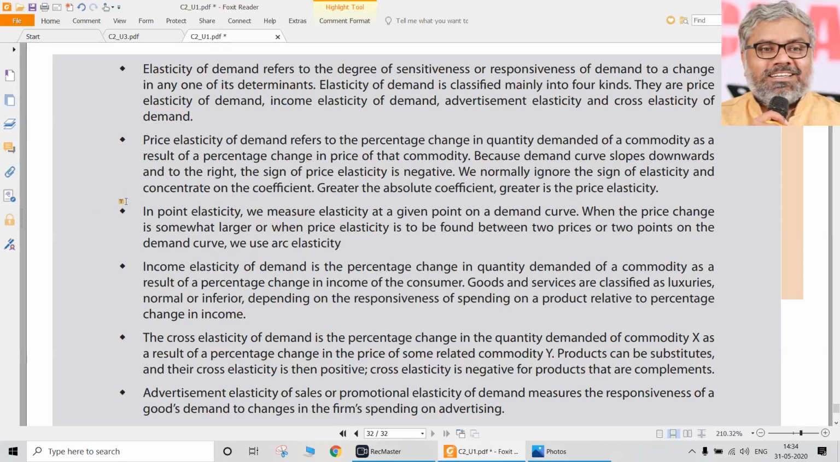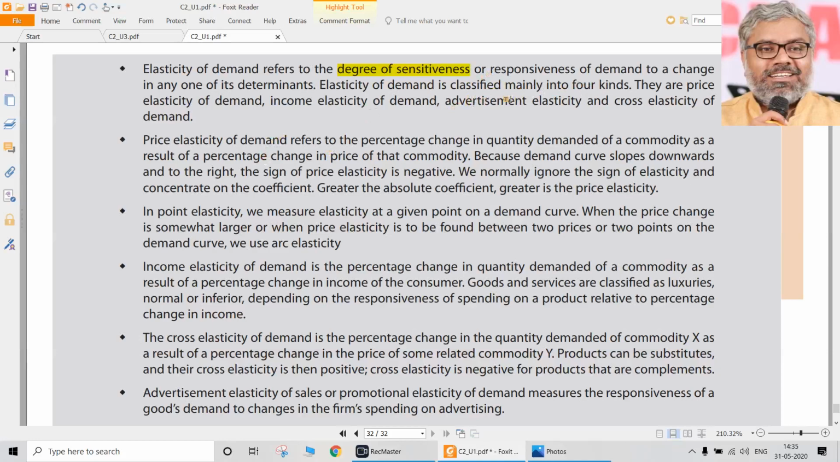Anyway, coming to what is elasticity of demand, it is nothing but the degree of responsiveness of the demand to a change in any one of its determinants. We know already there are so many determinants. If any one of those determinants changes, how the demand responds to that change is measured by elasticity of demand. That is why we call it a degree of sensitiveness or responsiveness.